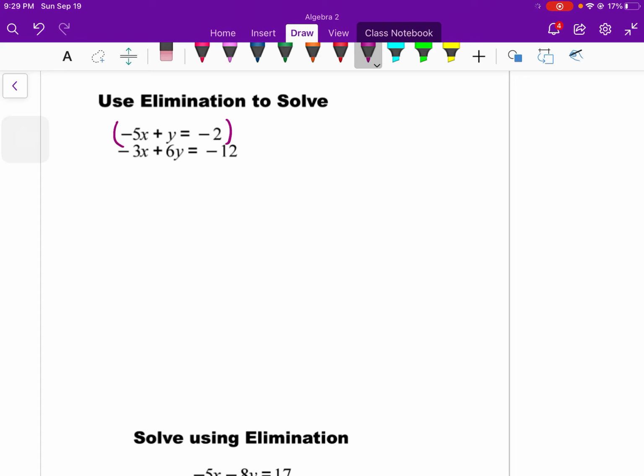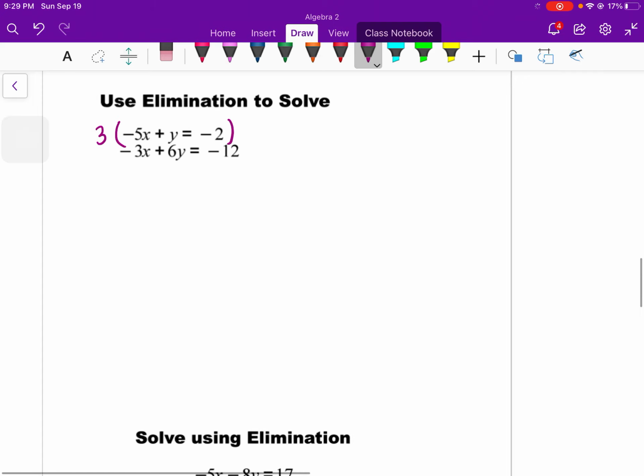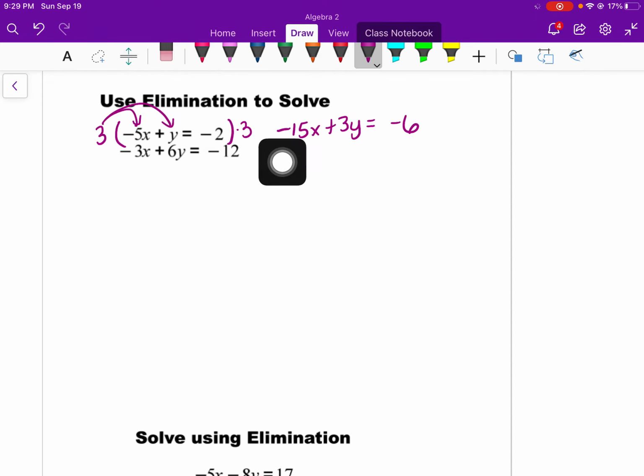So I'm going to take the first equation and multiply it by positive 3. That's going to give me negative 15x plus 3y equals negative 6. Then since I got a negative 15x in the top, I need this one to be a positive 15. So I'm going to multiply the bottom equation by negative 5. So I'm going to get positive 15x, and then negative 5 times 6 will be negative 30y, equals 12 times 5, which is positive 60.